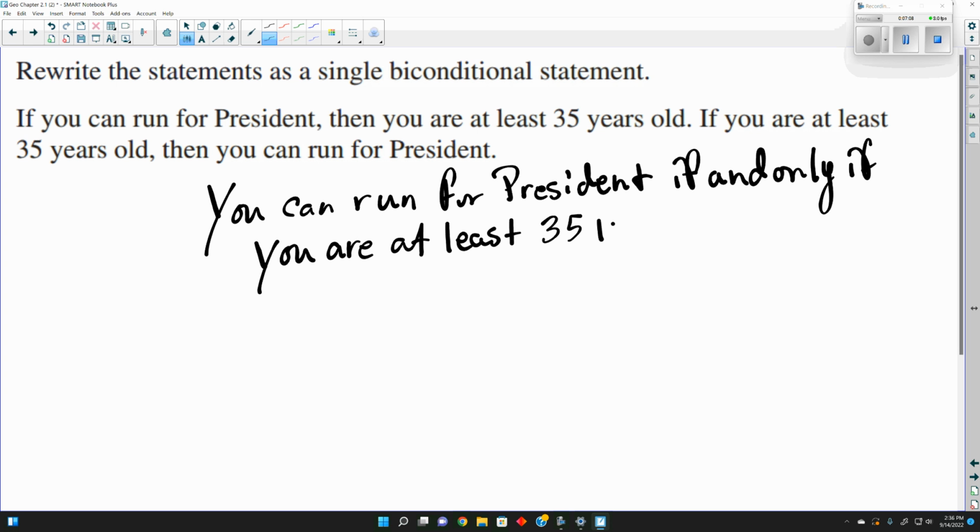How else could we have written this? It sounds funky going the other way. If and only if you can run for president. I mean, logically, by the statements that we have, that is true. Grammatically, it sounds funny because we want to say if you're at least 35 years old. Any questions on this here?